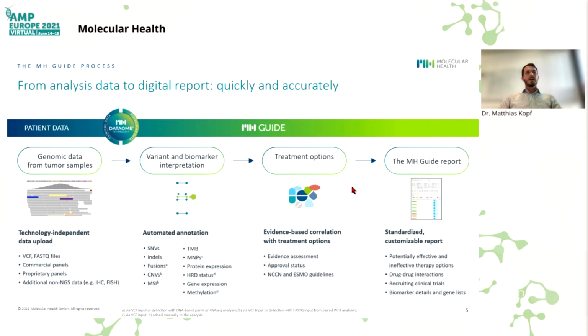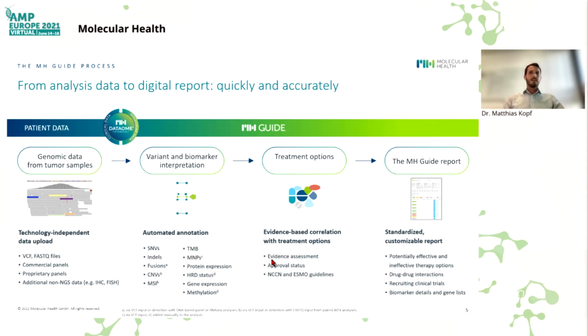Additionally, MH-Guide can handle biomarkers from non-NGS data, for example, results from immunohistochemistry assays or FISH, and also supports automated annotation of those non-NGS biomarkers, as well, of course, as of the standard NGS biomarkers. On the non-NGS side, we, for example, support protein expression, gene expression, methylation, and, for example, if your assay is not capable of HRD status detection, you can also submit HRD status from other tests.